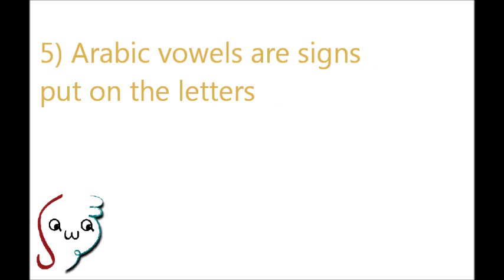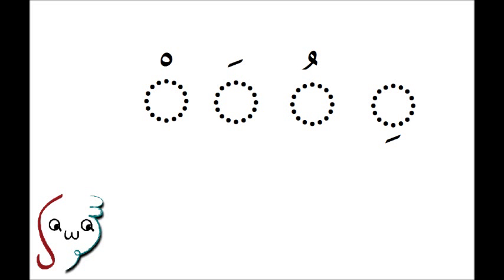And that moves us now to point number 5. Arabic vowels are not letters but signs put on the letters. Here we have the 4 vowel signs: kasra, dhamma, fatha, sukun. And again, I'm going to say it from the right to the left, read from the right to the left. Kasra, dhamma, fatha, sukun.